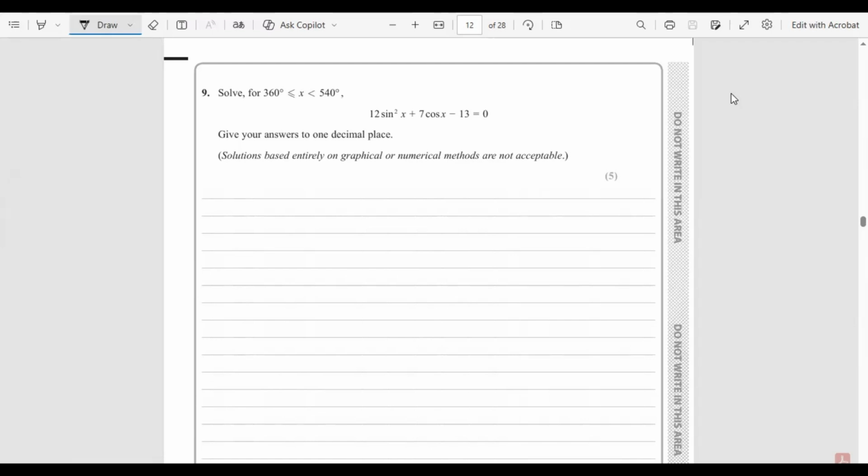Hi everyone. So in this video, we're going to work through a Year 12 trig identities question. This question is question 9 from the AS sample paper. The question says: solve for x between 360 degrees and 540 degrees the equation 12 sine squared x plus 7 cos x minus 13 equals 0. We have to give our answers to one decimal place.